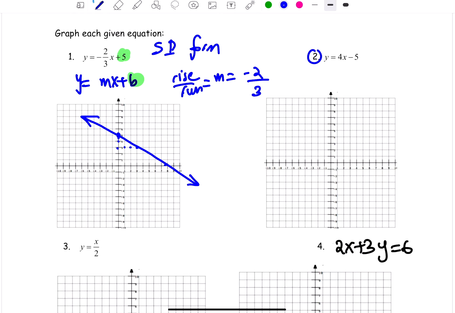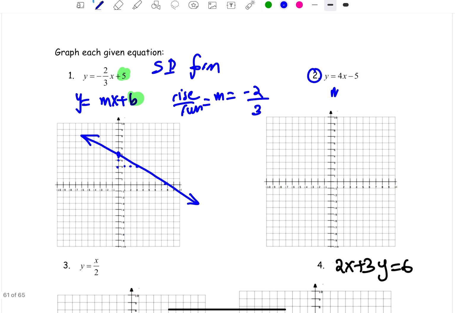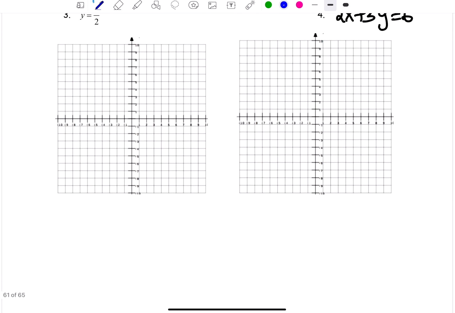Let's graph number 2, y equals 4x minus 5. For this one, we start with mx plus b again. We're going to use slope-intercept form to graph. Start with negative 5 on the y-axis. In this case, m is 4. We can think of it like 4 over 1. So start with negative 5 on the y-axis, go up 4 over 1, connect the dots, and that's how the graph is going to look for this equation.